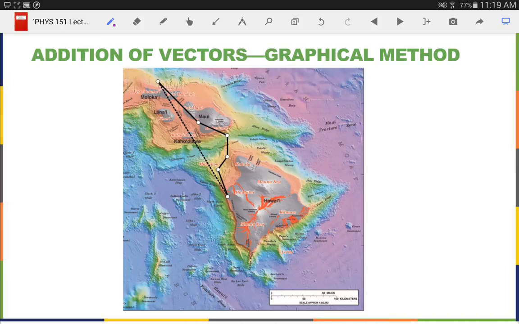Here's an example given in the textbook of adding vectors. Taking a trip from, I believe that's Molokai to Hawaii. You have these different pieces of your trip. First you go to Maui, and then you go out into the middle of the ocean, another place in the middle of the ocean. I'm not sure why your airplane is making all those stops in the ocean. But your end result is going from Molokai here to wherever that is on the island of Hawaii.